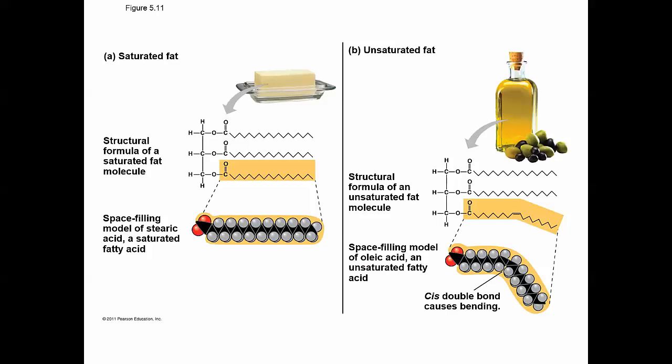So saturated fats pack tightly together. Unsaturated fats do not pack tightly together, therefore are usually liquid at room temperature. So their chemical structure then causes an emergent property when you move up to the actual entire stick of butter here, and that the butter is solid, whereas olive oil is liquid at that same temperature.